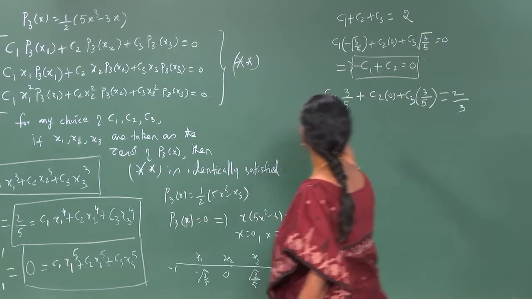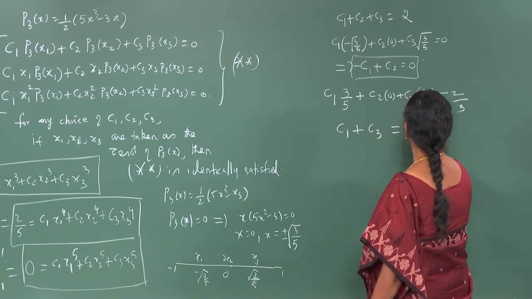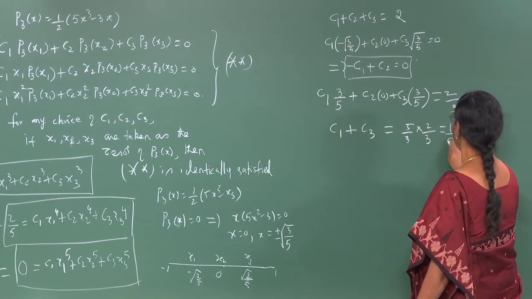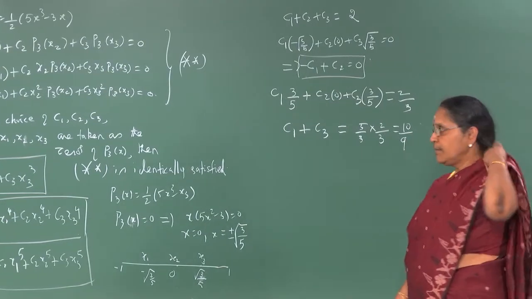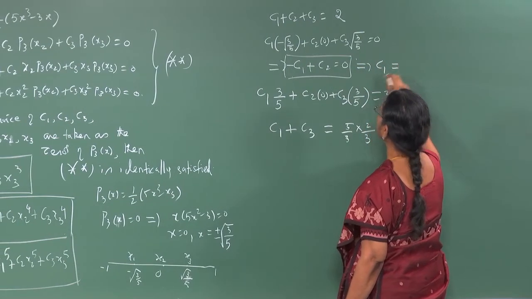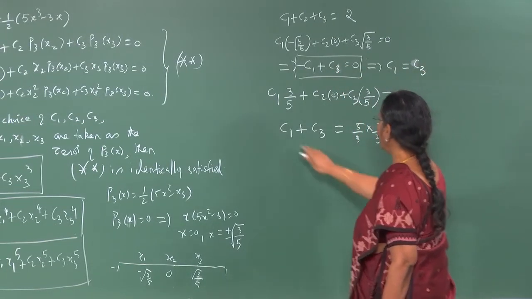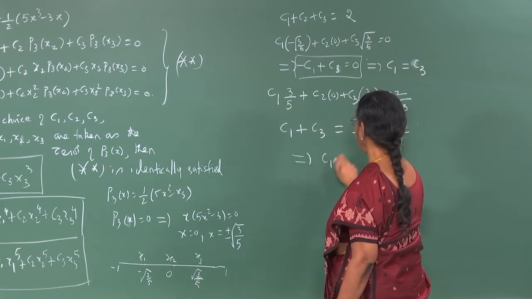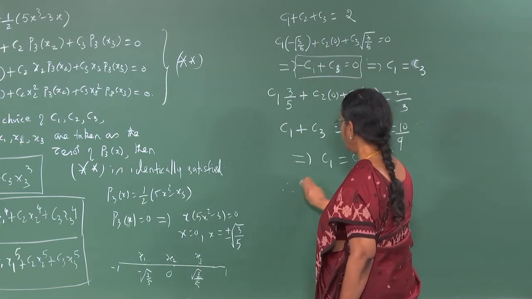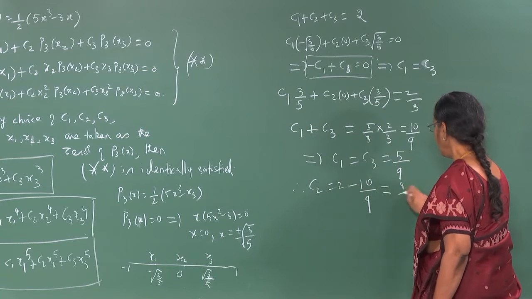That is the third equation, from which we obtain the equation C1 plus C3 is equal to 5 by 3 into 2 by 3. So, it is 10 by 9. So, C1 plus C3 must be equal to 10 by 9, and this tells you that C1 is equal to C3, and therefore C1 plus C3 is 10 by 9. So, C1 must be equal to C3, which is 5 by 9. So, substitute there, therefore, C2 must be 2 minus C1 plus C3. So, this is going to be 8 by 9.